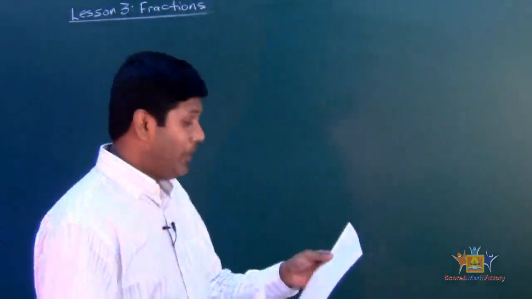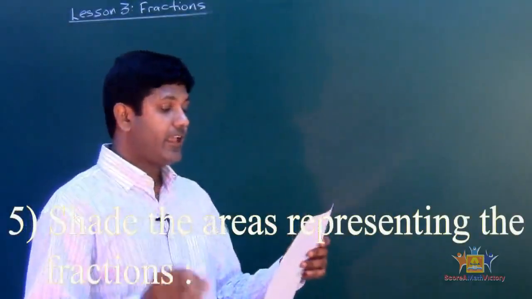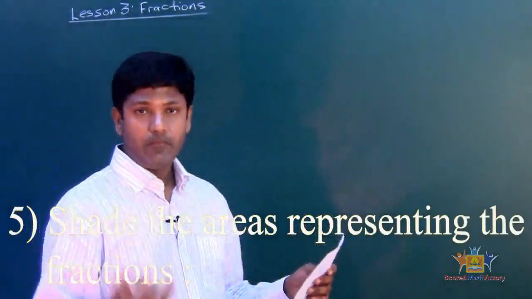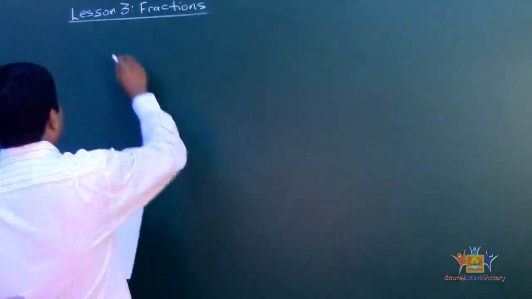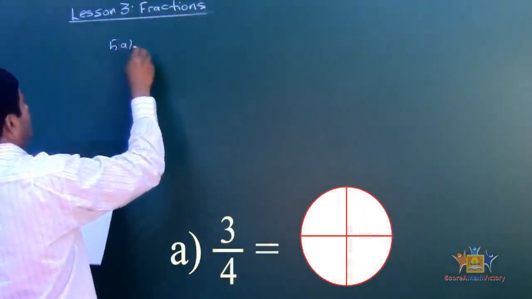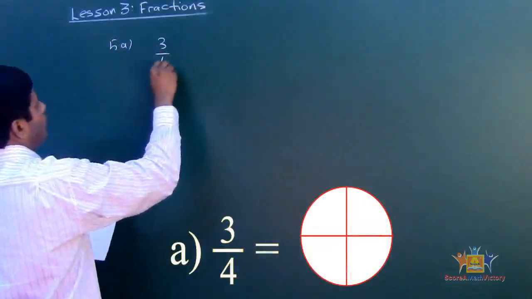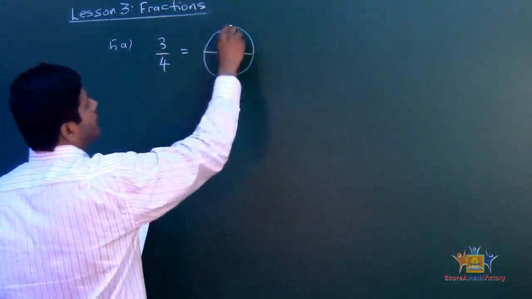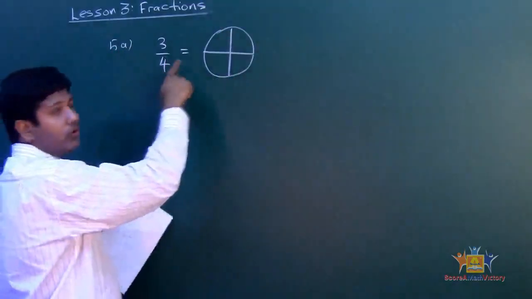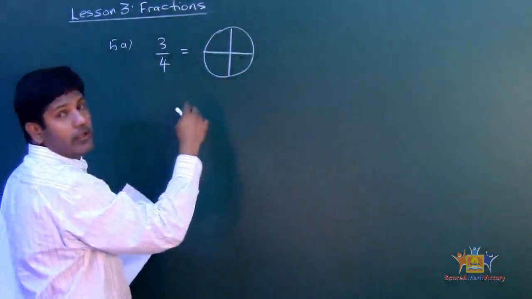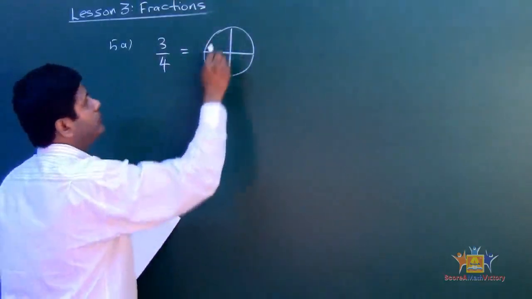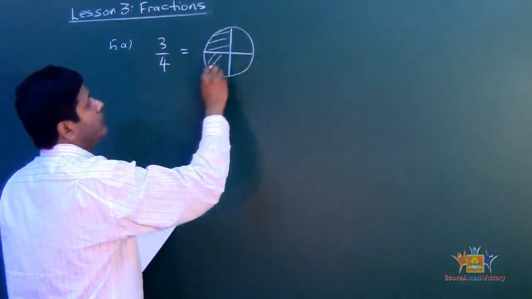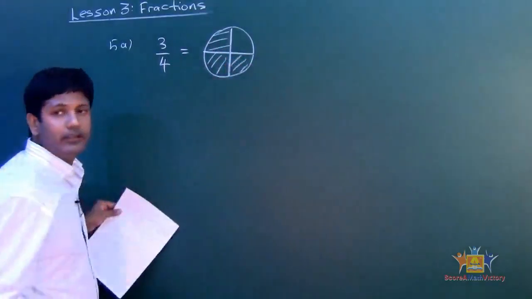Alright, my dear students, problem number 5. Shade the areas representing the fractions. Okay, so 5a, we're given 3 over 4. They want us to shade it into this circle. It has been broken up into 4 parts because there's a 4: 1, 2, 3, 4. And what does the numerator say? 3. That means we shade 3 areas. 1, 2, 3. That's it.